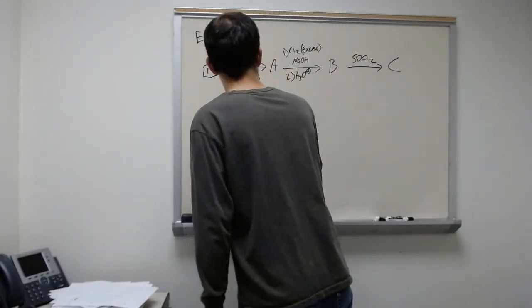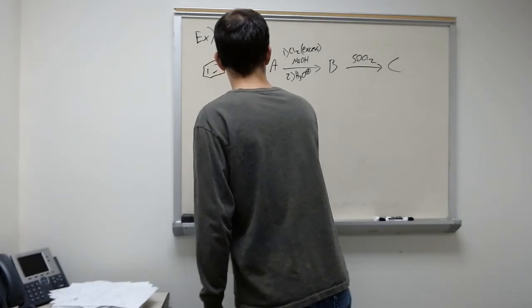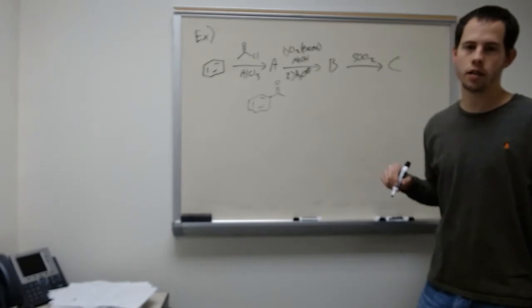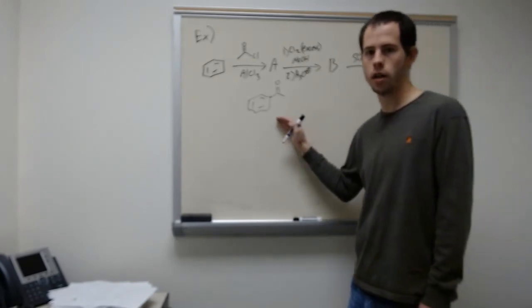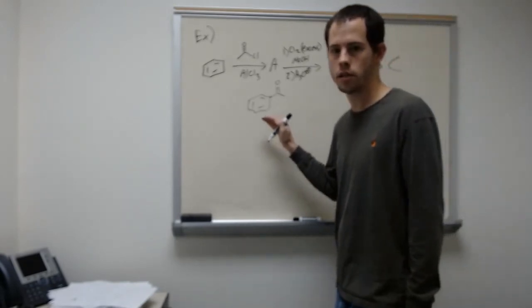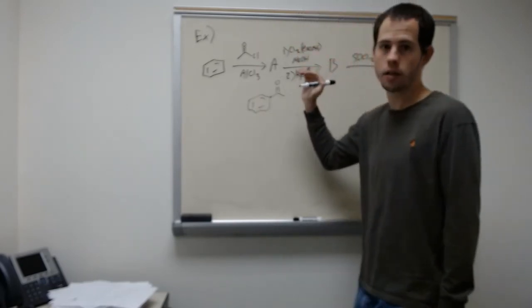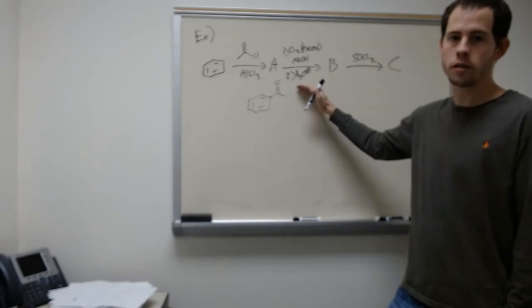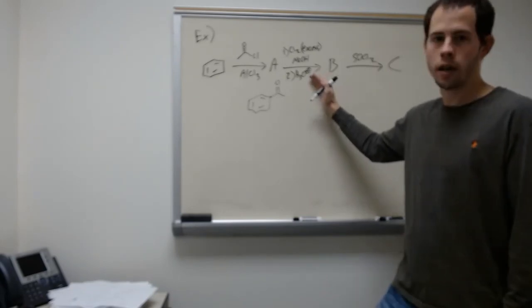So A is going to end up looking like this. This is going to be our methyl ketone here. Then we're going to take this and treat it with excess Cl2 and sodium hydroxide, followed by H3O+. So what the heck is going on here?